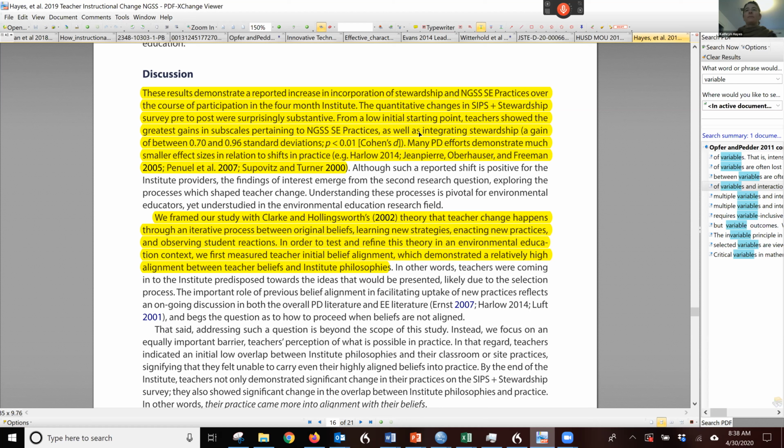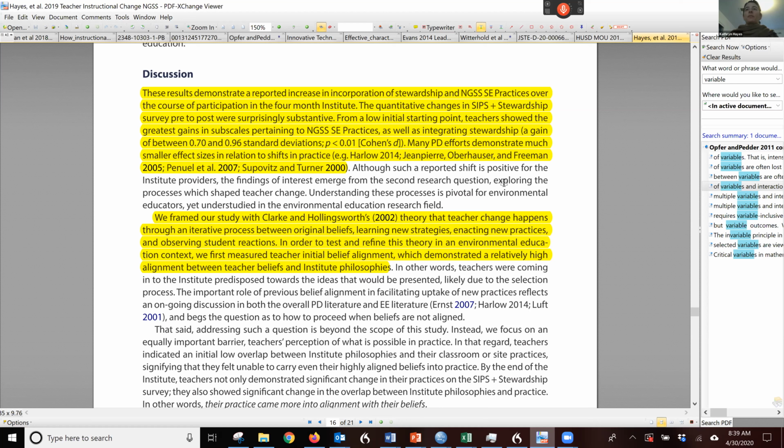And then I give just enough, like one sentence of detail, right? The change of standard deviation. And remember, the findings actually have quite a lot of quantitative stuff, and I only give one little piece, right? So it's really important not to rewrite your findings in your discussion. You want to pull out the most important argument from your findings. Then I connect it to the literature. Many PD efforts demonstrate much smaller effect sizes in relation to shifts in practice, right?